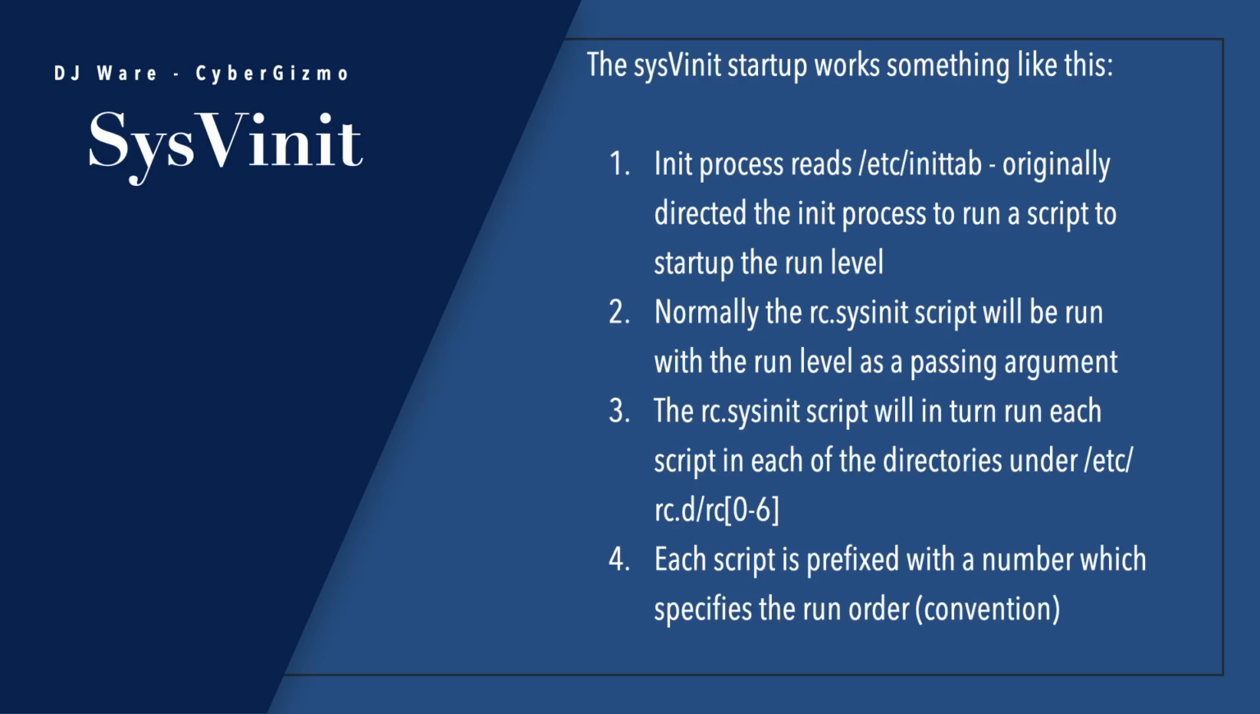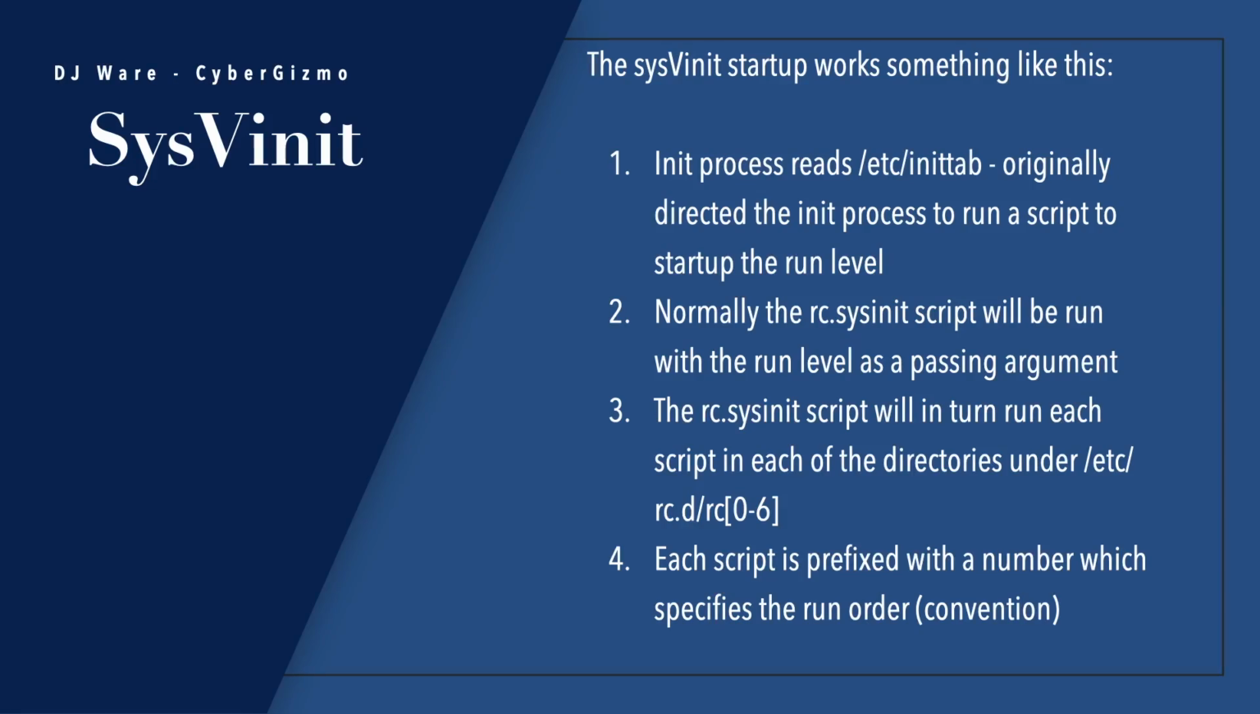So basically, how does SysVinit work? It works something along like this. I mean, there's a lot more to this, but I'm just going to simplify it. So the first thing that SysV init does is it reads /etc/inittab. And originally, that would direct the system init process to run scripts to begin starting up the run levels. So normally what would happen is it would run a script called rc.sysinit, and that would run with the run level being passed as an argument.